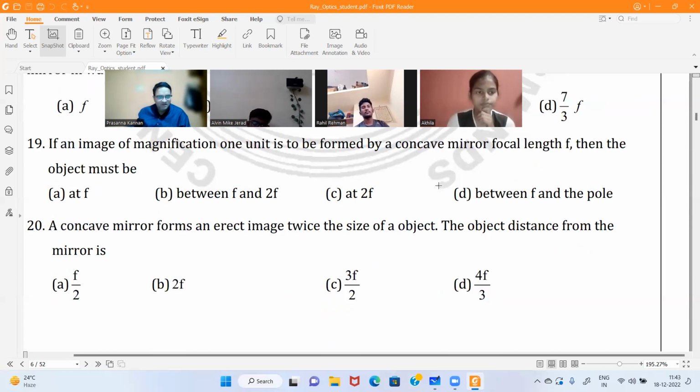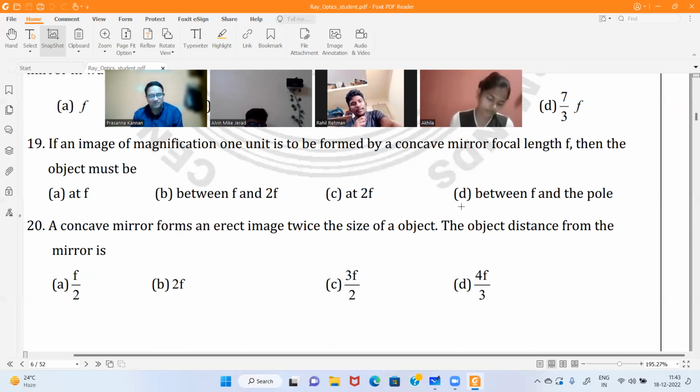Next, a concave mirror forms an erect image twice the size of the object. Erect image, okay? Concave mirror. Then what must be the object distance? This also you can answer within a few seconds. F by 2. Right, correct.